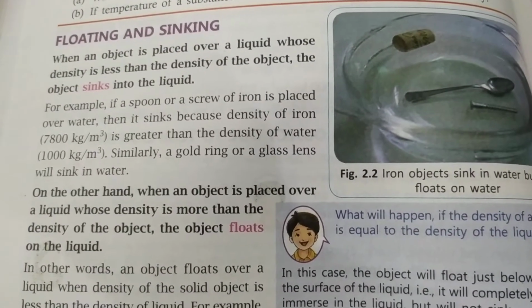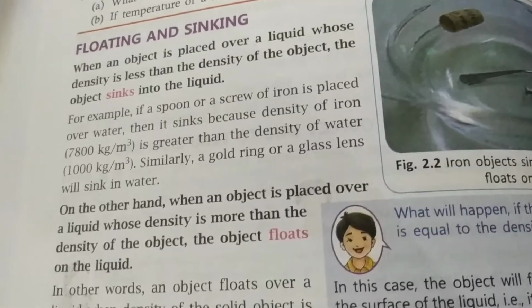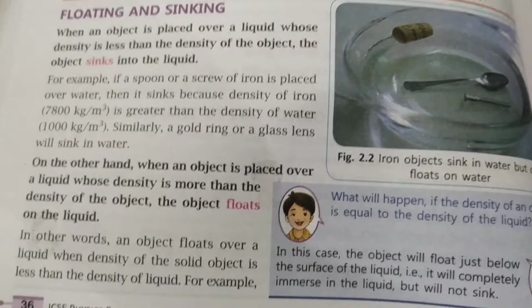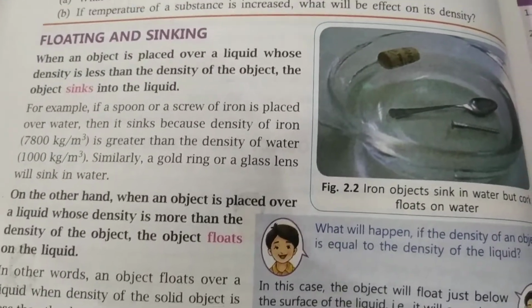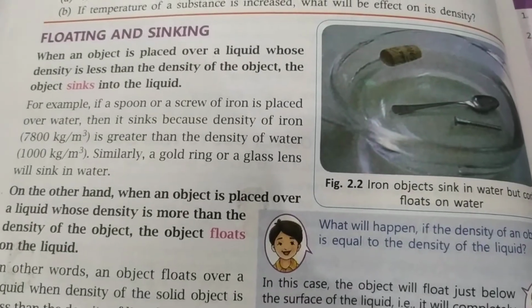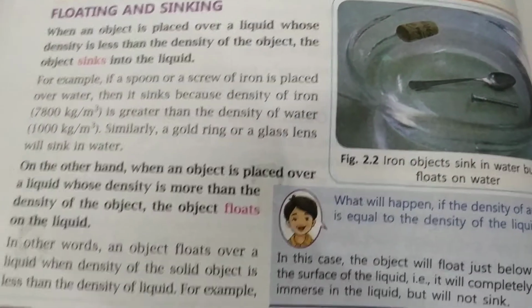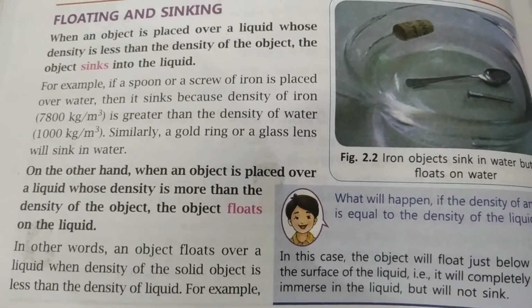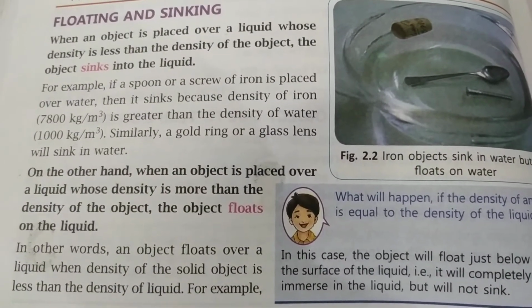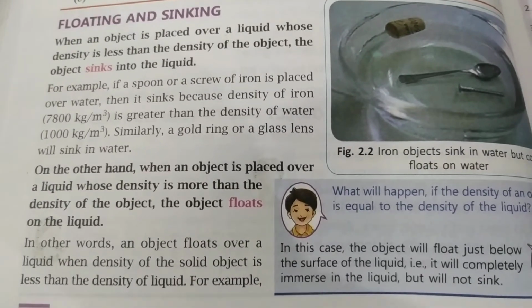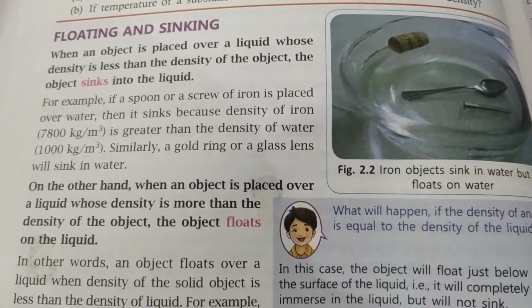Next is floating and sinking. Okay, so float and sink, we have already heard it, isn't it? In our daily life, we will be saying, oh, the boat is floating, or otherwise, we will be saying that's sinking. So what is floating and sinking? When an object is placed over a liquid whose density is less than the density of the object, it sinks into the liquid. Yes, now we can understand it in detail.